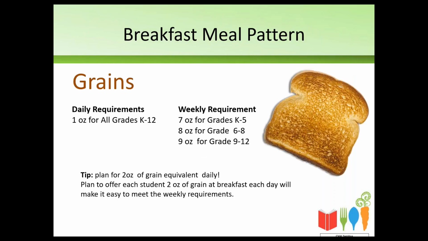Grain items offered must be whole grain rich. All grade groups must be offered at least 1 ounce of grain daily, but the weekly amount varies by grade group. For high school, or grades 9 through 12, you must offer a total of 9 ounces over the course of the week. For grades 6 to 8, it's 8 ounces, and grades kindergarten through 5th, it's 7 ounces. Common practice is to offer at least 2 ounces each day, no matter the age grouping, to avoid insufficiencies.